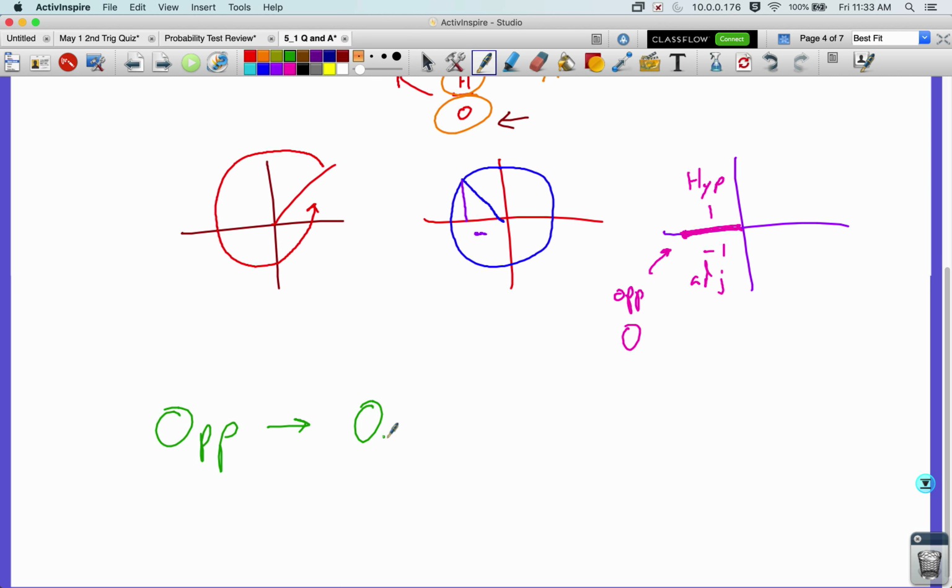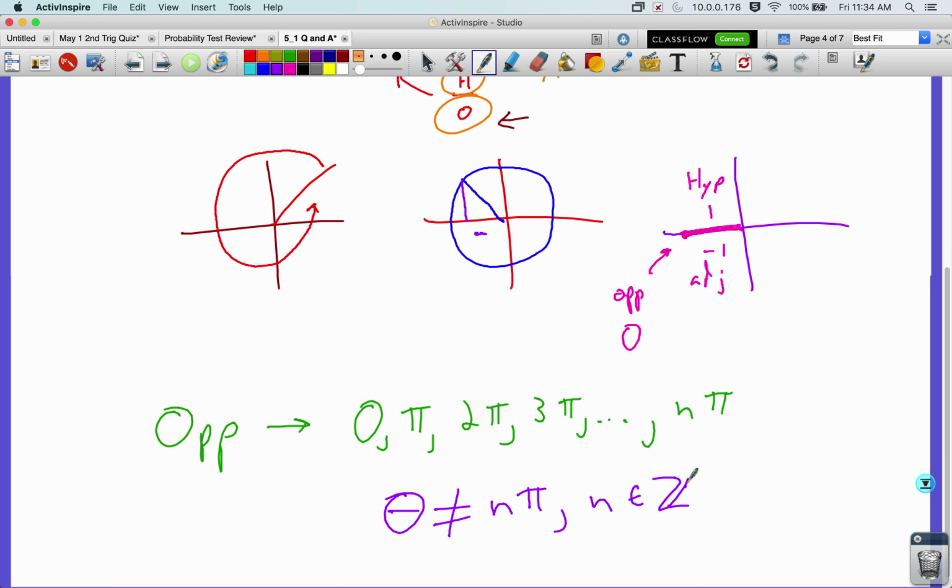So that happens at 0, pi, 2 pi, 3 pi, and so on, all the way up to n pi. And so what we say is that this trig function that we're working with is true as long as we don't consider angles that cause parts of the trig function to become unreal. So theta cannot equal n pi, where n is any integer. So that's where that comes from, and that's why we don't care about hypotenuse being in the denominator. There's no angle in this whole thing where the hypotenuse becomes equal to 0.